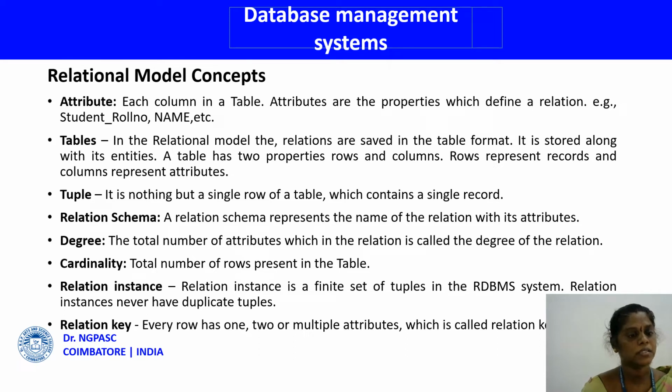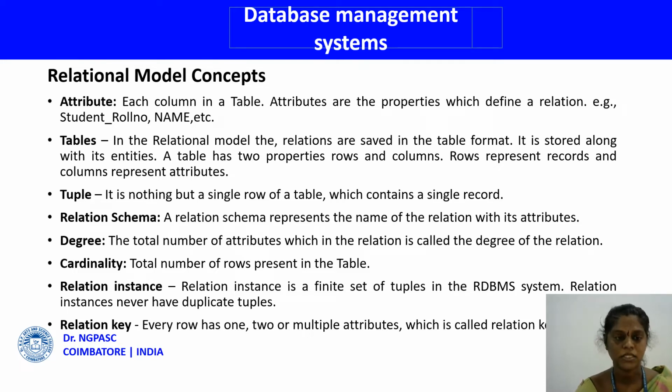Degree is the total number of attributes in the relation, called the degree of the relation. So it is how many attributes are in the relation. And cardinality is the total number of rows present in the table, that is, how many rows are present. These terms are used in this relational model.